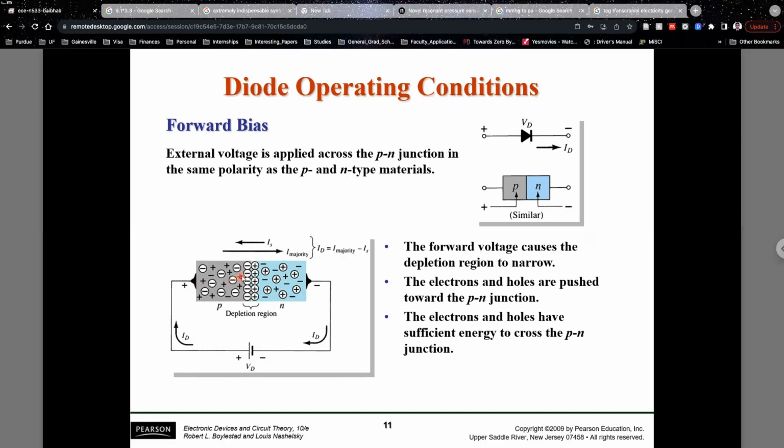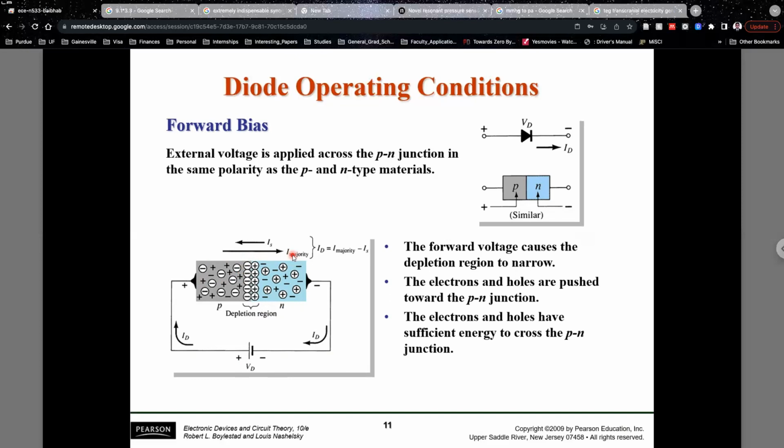So you cannot have a lot of holes pushed towards the left, or a lot of electrons pushed towards the right. What does that mean? That means the depletion region itself shrinks, because you cannot push away the electrons towards the right and you cannot push away the holes towards the left because of the existence of the battery.